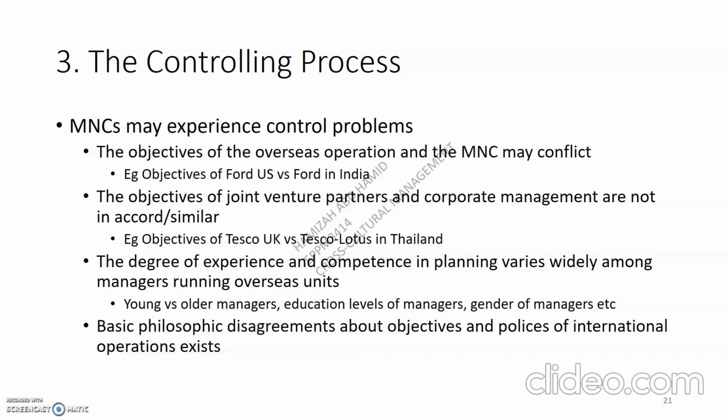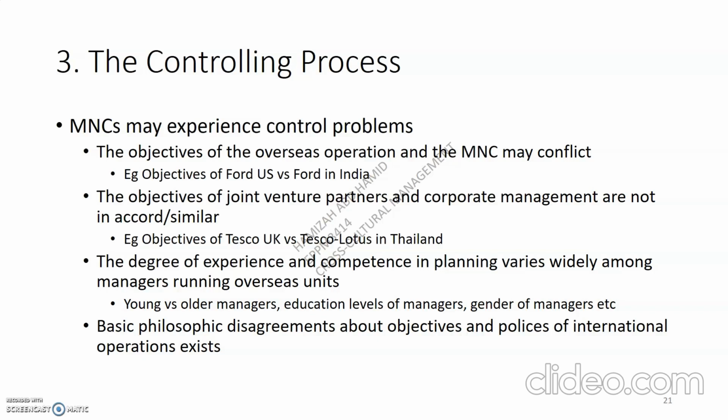In terms of the controlling process, the multinational company headquarters and the subsidiary may experience control problems. The objectives of the overseas operation and the multinational company may conflict. The objective of a port in the US and a port in India may be different, and that will cause some problems. The objectives of the joint venture partners and corporate management also can be dissimilar. Because of the differences in objectives, problems can happen.